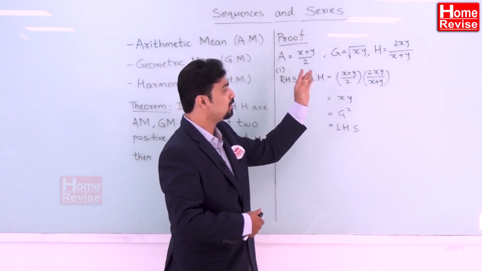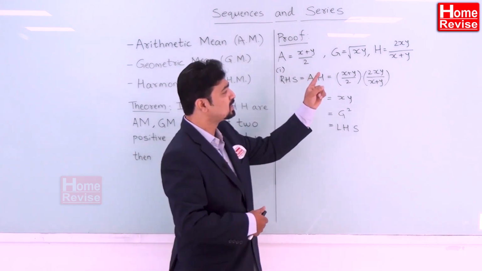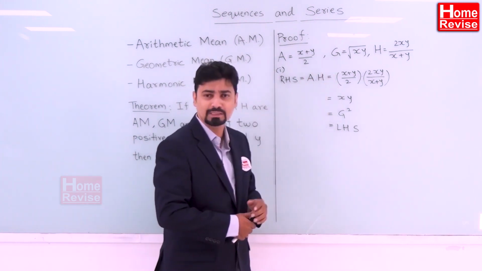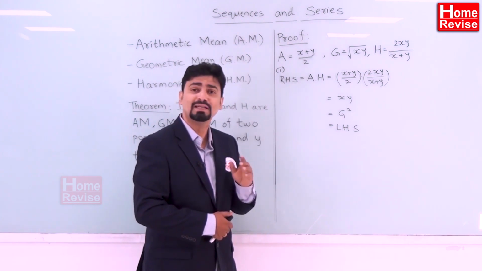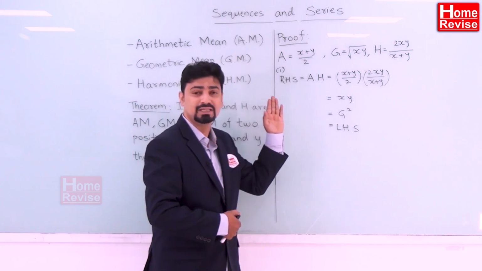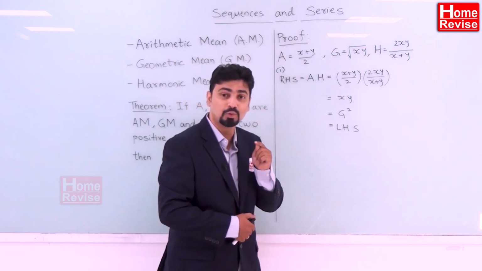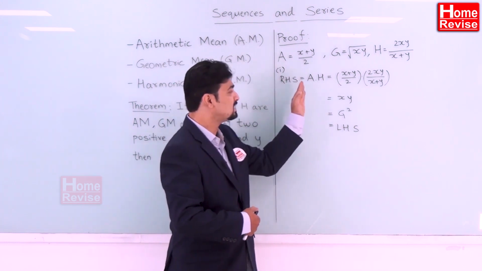Geometric mean g is given by square root of x into y. And the harmonic mean h is given by 2xy whole upon x plus y, right? So now let us start the proof. So the RHS is equal to a into h. We have to prove that g square is equal to a into h. So the RHS is a into h.